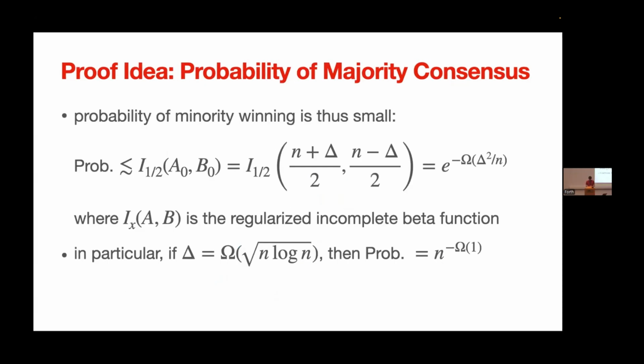Right. So that means that if we can reason about what's called the incomplete regularized beta function, which you can look up on Wikipedia, the analysis behind it is not too bad. You can do it.